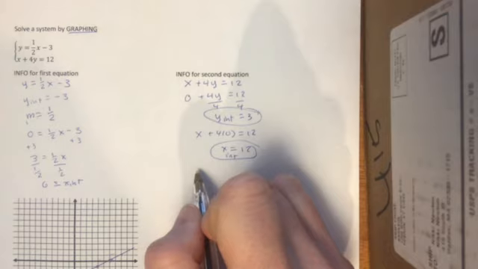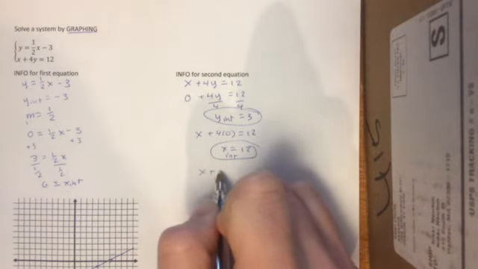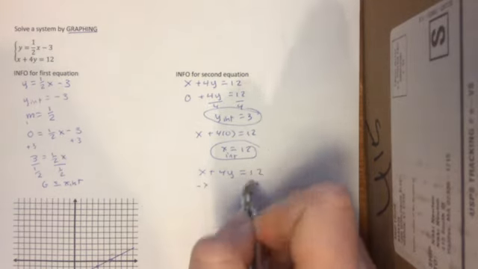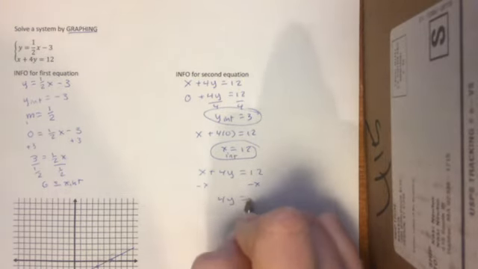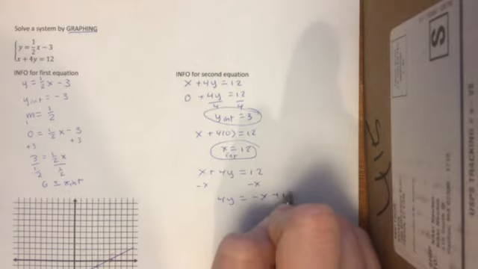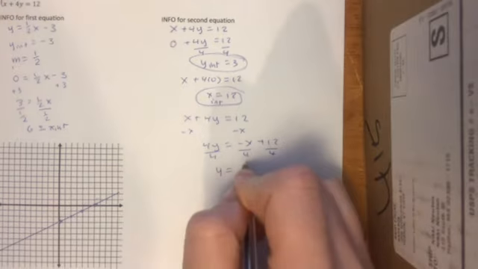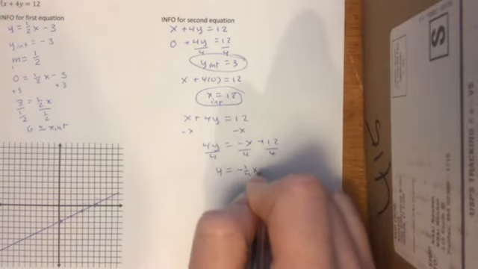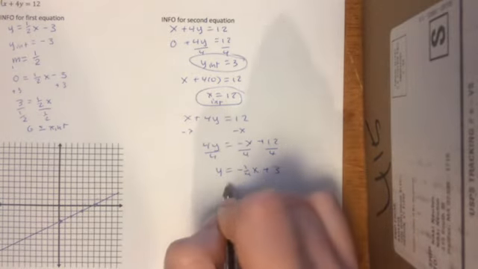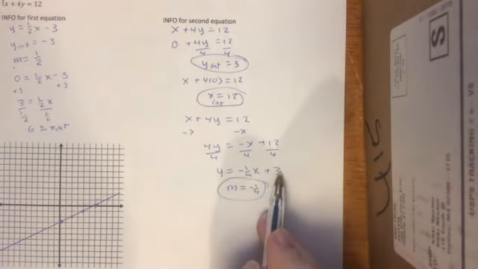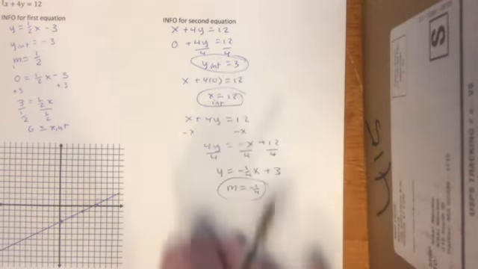Now I'm going to solve the equation for y to find the slope. So I'll rewrite it. Subtract x. 4y is equal to -x plus 12. Divide by 4. Divide by 4. Y is equal to -1/4 x plus 3. So the slope is -1/4. And I can check and see if my y-intercept is the same as what I got before, which it is.